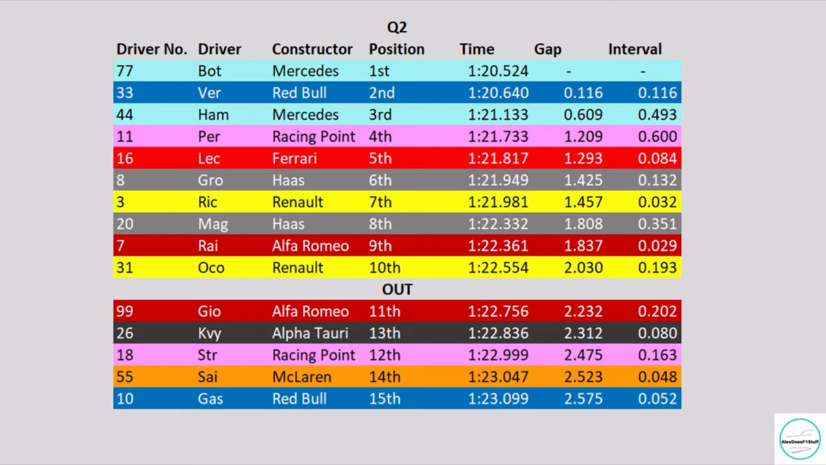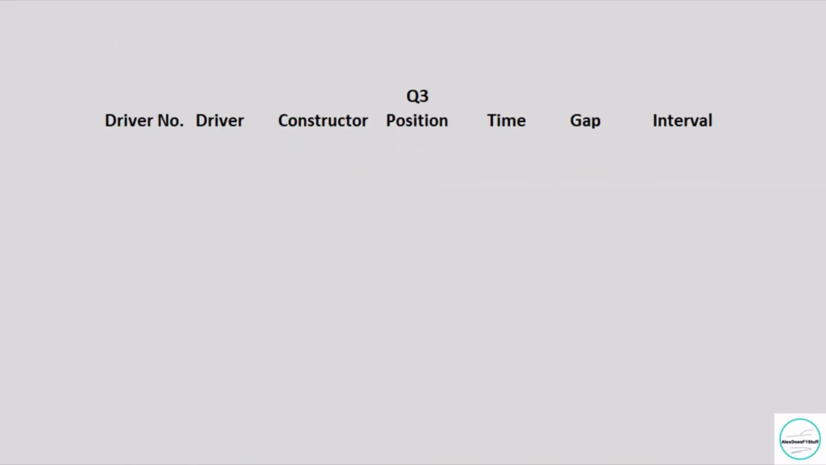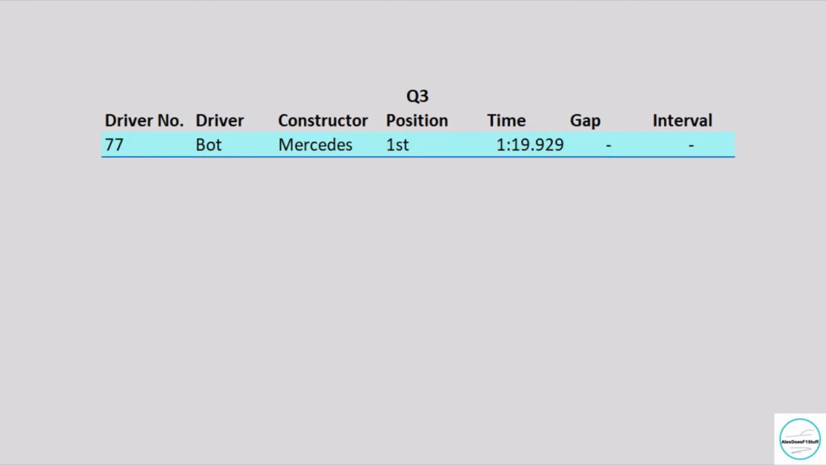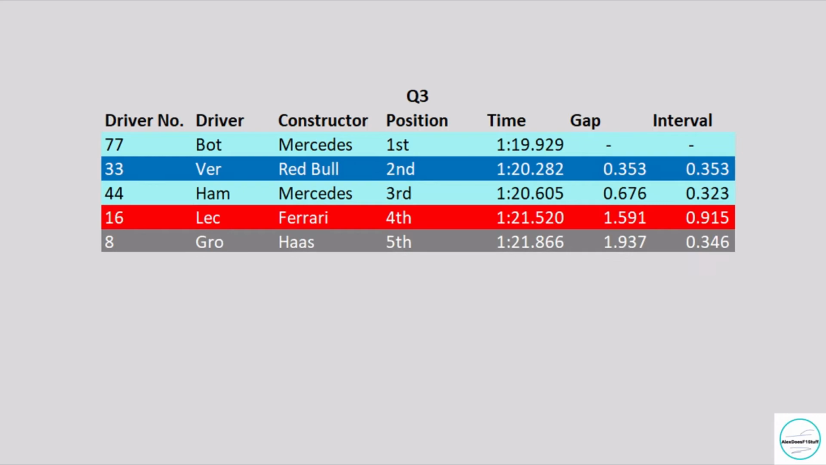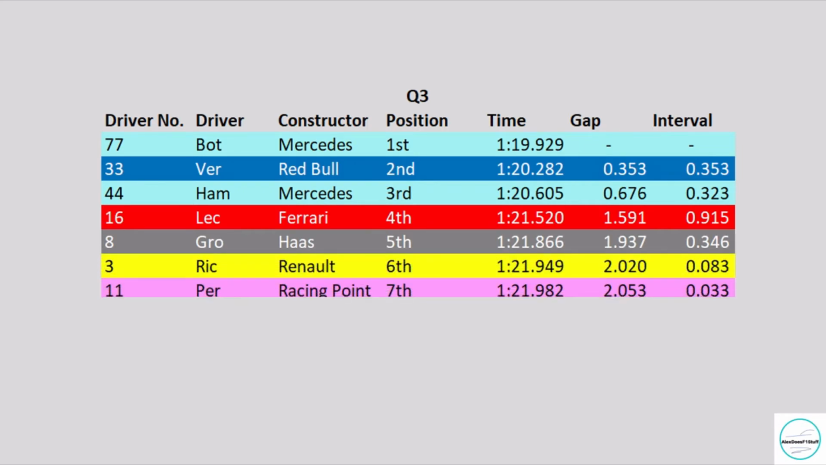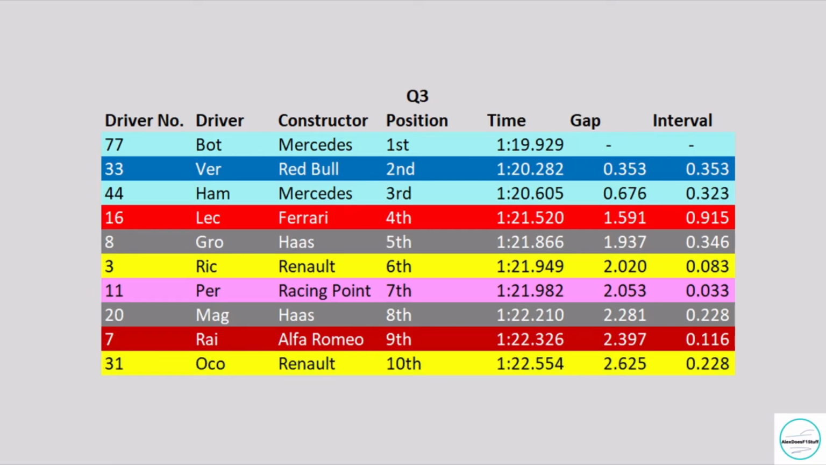of qualifying. And so we have the final part of qualifying for the Australian Grand Prix. Bottas takes pole, 3/10 clear from Verstappen, and then 6/10 clear of Hamilton in P3. Leclerc's Ferrari can't quite match the pace of them as he joins Hamilton on the second row.